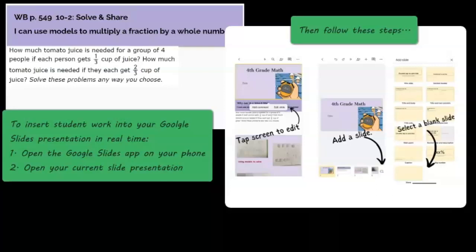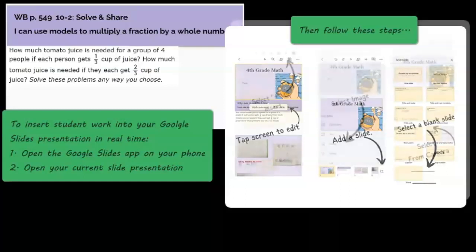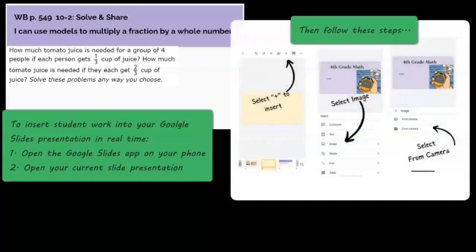Step 1. Tap the screen on your phone to put your open presentation in edit mode. Step 2. Click the icon to add a new slide in the bottom right corner. Step 3. Select the blank slide template. Step 4. Select the plus sign at the top of the screen to insert. Step 5. Select image. Step 6. Select from camera.